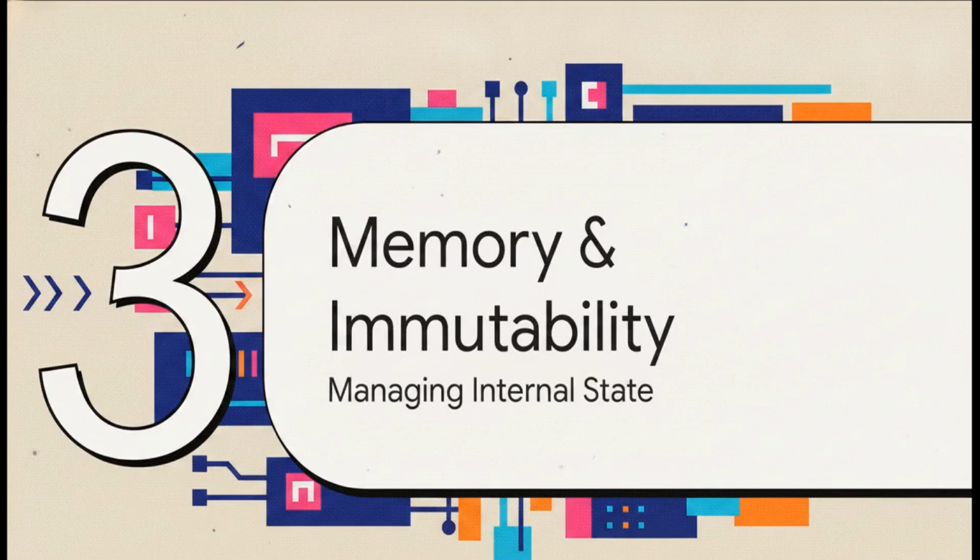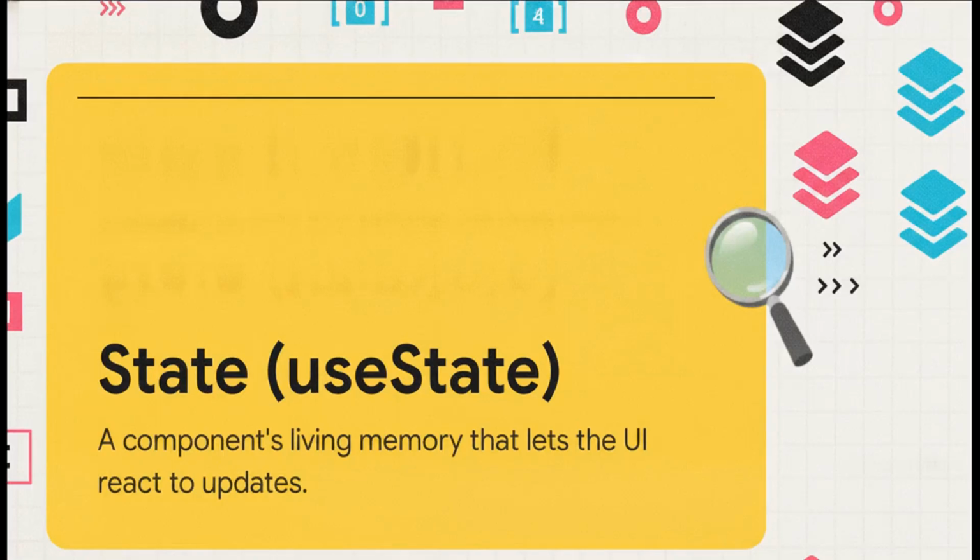Section 3, component memory and immutability. We've mastered external data flowing in, so now let's talk about what happens when a component actually needs to remember things for itself. You see, a React component doesn't just store data in ordinary variables. Why? Because React ruthlessly reevaluates and completely wipes those ordinary variables on every single render. So state steps in as your secure vault. It's this private, living memory inside your functional component that actually survives those re-renders. It holds on to information like a counter's value or the text a user just typed. State is literally what allows your UI to react and update when users interact with it.